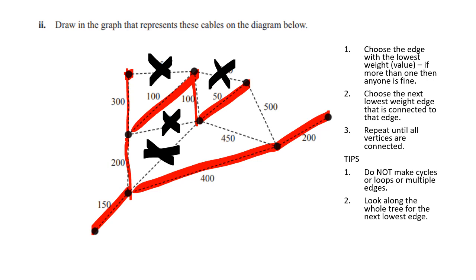Just to show you where that cycle is. If you did choose the 500, this is all a face in here, isn't it? So we can't do any of that. The same thing happens when you do the 450. If you do the 450, this is all a face in there, and you're not allowed to do that. Okay, so there's our minimal spanning tree. It didn't actually ask us to work out the value, but they might ask you to do a value, and you just add up all the numbers in red.